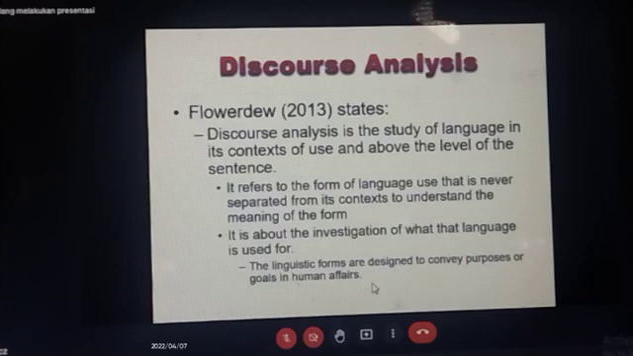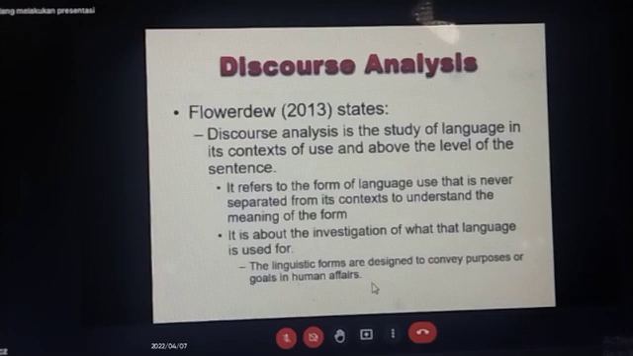What is that language used for? So discourse analysis is the investigation of what that language is used for in the context. Because in the context you can use many forms, or language, or phrases, or maybe utterances. I use the term utterances, but there are many terms you can use.